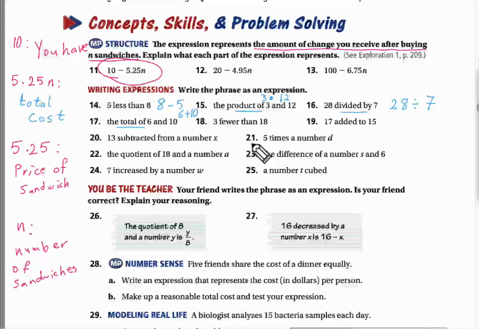Abdullah Majid al-Shaqaqiq. Yes, teacher. Go ahead, Abdullah. Question 18. 3 fewer than 18. 18 minus 3. Excellent. Exactly. 18 minus 3. We use the number after fewer than first.